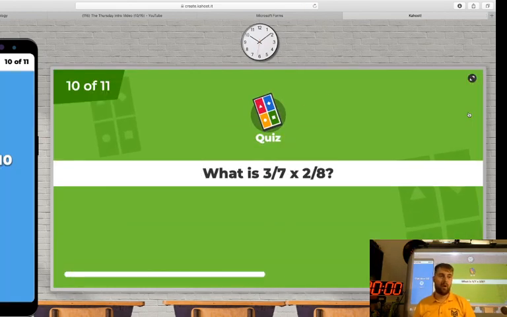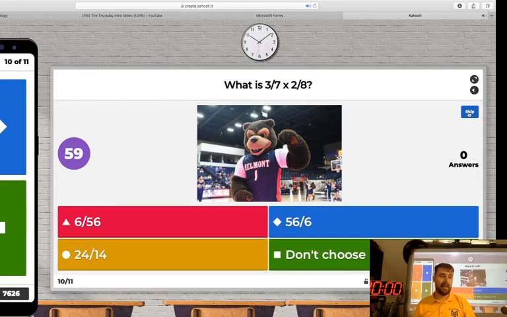Awesome. All right. 2 questions left. 2 questions. What is 3/7 times 2/8? All right. Pause it here. Unpause once you have your answer. I know my answer is 6/56.